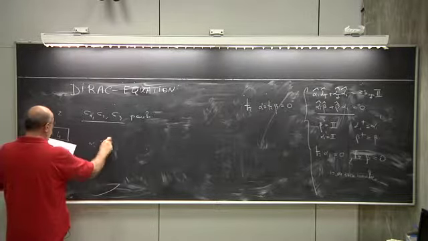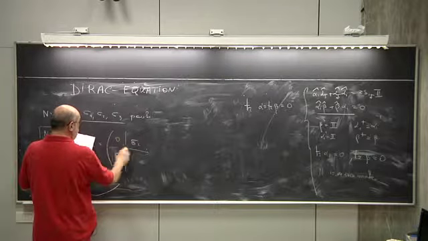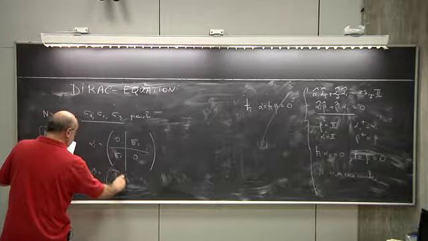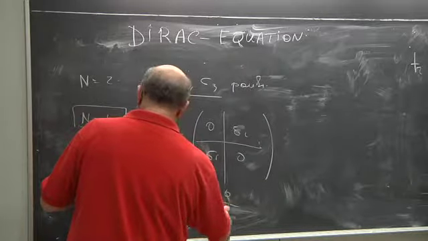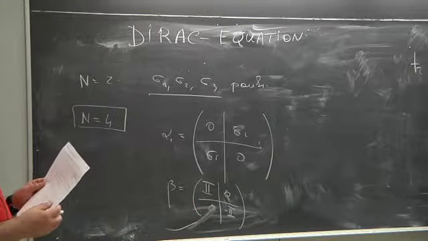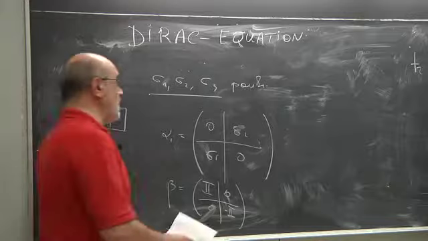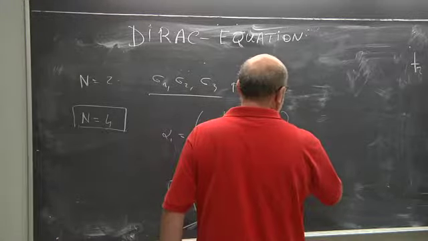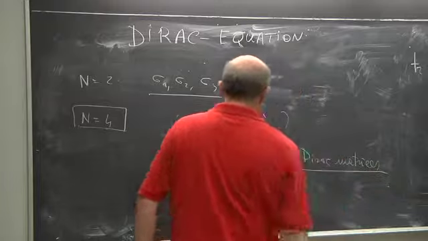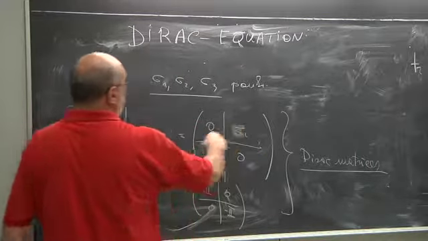The result is this. Alpha_i is equal to sigma_i, 0, 0, sigma_i, and beta is equal to the identity I, 0, 0, minus I. This is the smallest solution of the Dirac equation, not solution in terms of wave function, but in terms of the matrices. So these are called Dirac matrices. There are these and there are others, but you see, you build them out of the Pauli matrices.